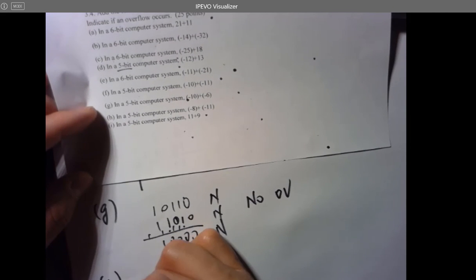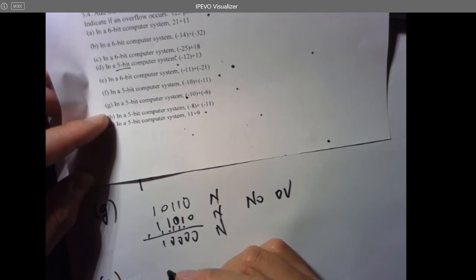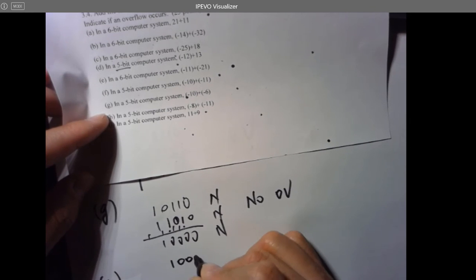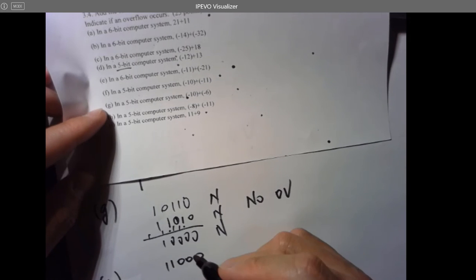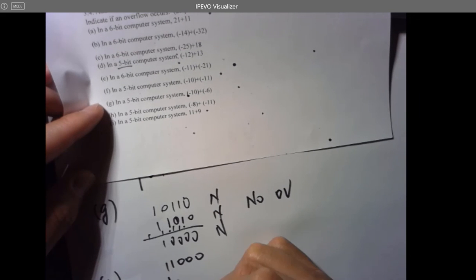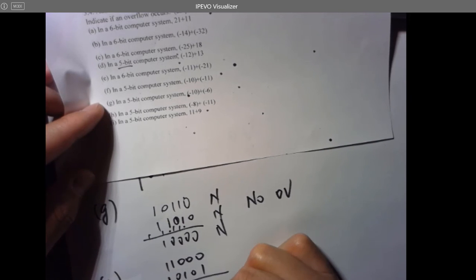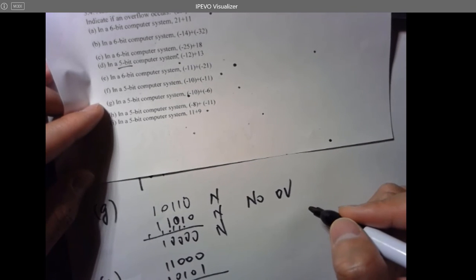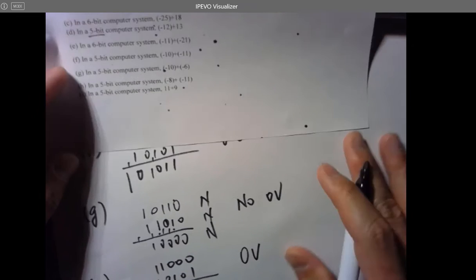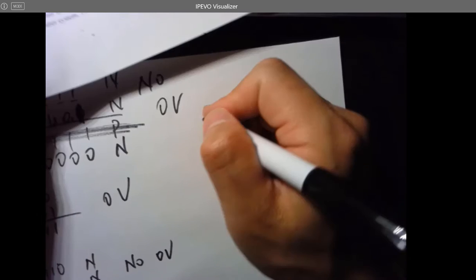H. 5-bit, minus 8. For 5-bit, just make one more 1 in the front, so that's minus 8. And minus 11 is minus 16 plus 5. 1, 0, 1, 1, 1. No, 0. Overflow. The last one, I.